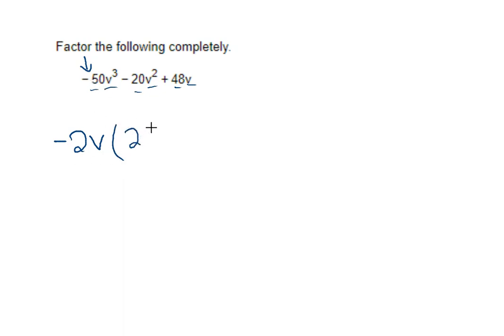That's going to leave me with 25, and then v squared, right? Because I'm going to take away a power of v. This will also switch sign because we're factoring out a negative, so it becomes plus. This will become 10 when we divide that by 2. Take away a power of v, so we go down to v to the first power. This will switch sign because we're factoring out a negative, so it'll be minus. Divide that by 2, we get 24. Take away the v, there's no v's left here. Right, so this is what we end up with.